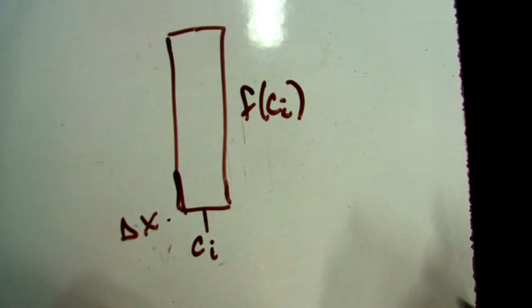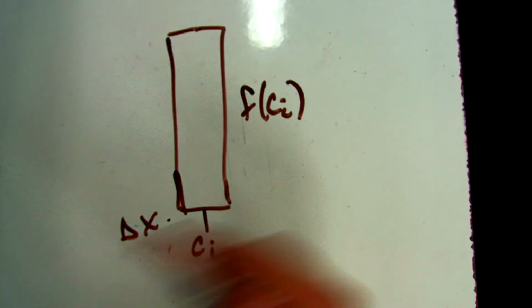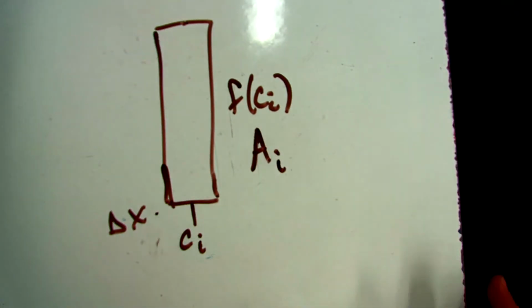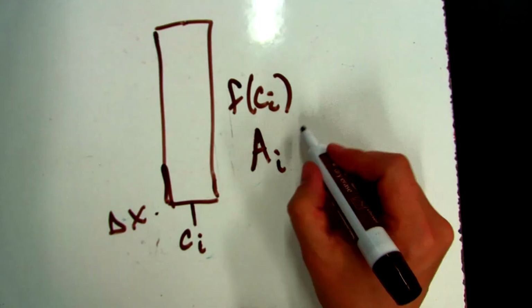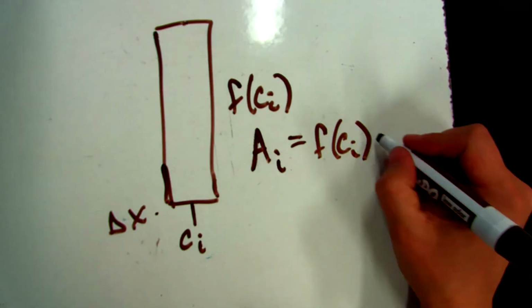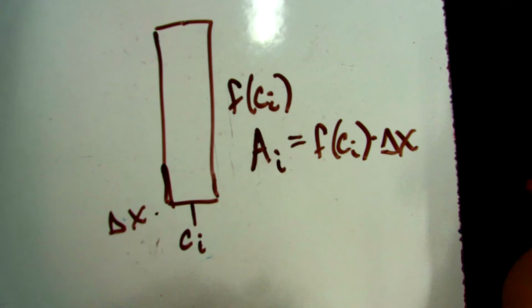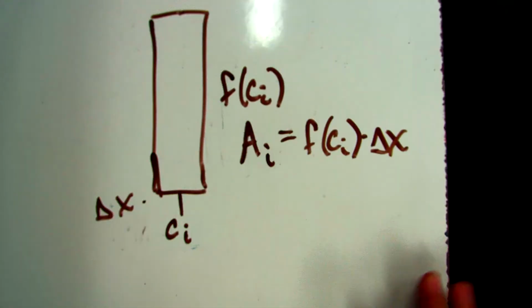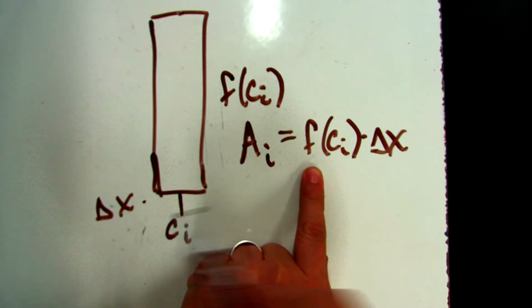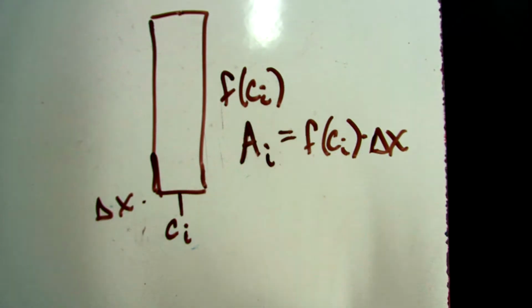The delta x is going to be the same for each rectangle, because we're going to do some number of rectangles, and each rectangle is going to have the same width. So the area of this rectangle, the ith rectangle, if there's however many rectangles, is just going to be f of c sub i times delta x. Okay, so that's our basic idea. We've got one rectangle, its area is the height at that x value times delta x, which is the width, and the width is the same for each rectangle.